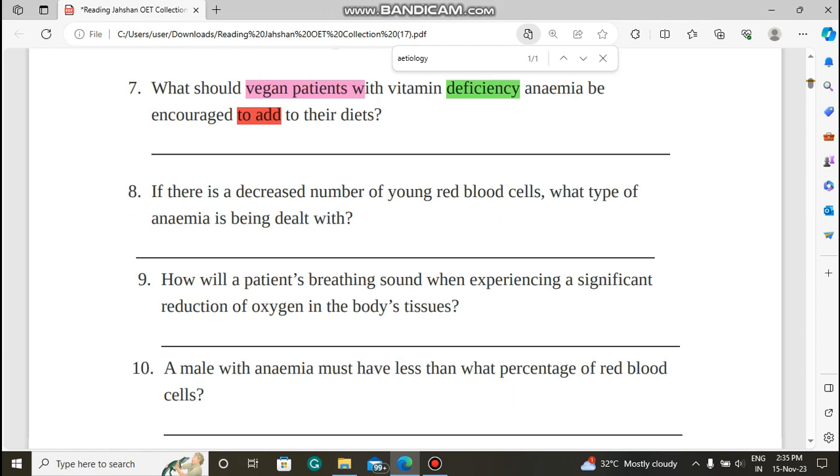First, you will have to read the question prior to reading the paragraph and underline the keywords. So let's see what the keywords are in this particular question. What should a vegan patient with vitamin deficiency anemia be encouraged to add to their diets? So here the keywords are vegan patient or vegetarian patient, deficiency and add to. Add to means include in their diet. So what all should be included?